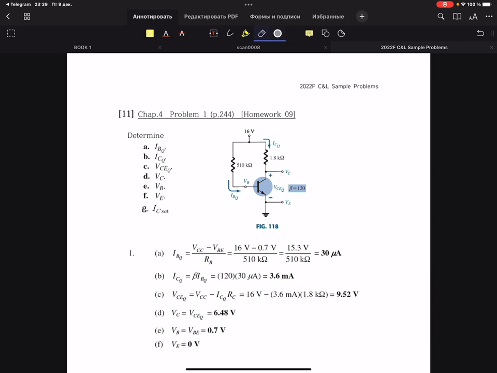So, there are three types of BJT problems, and this is the first type, and it's called fixed. In this case, you have to redraw in order to solve this problem.